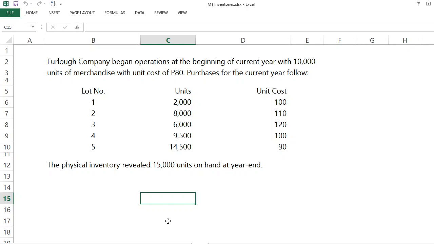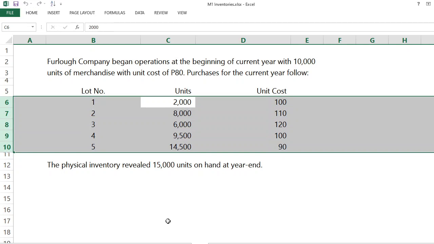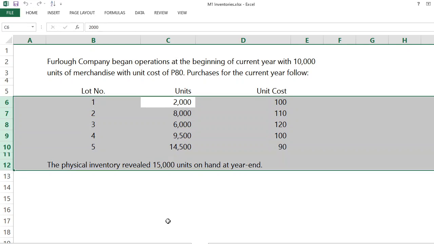So let's say that's January 1. And each unit, that's 80 pesos. Then, we have these following purchases during the year. So this problem has a different approach. They gave all the purchases and the beginning, and then gave the ending right away. So you will not see explicitly in the problem how many units were sold. But using our analysis, we can get how many were sold during the year.